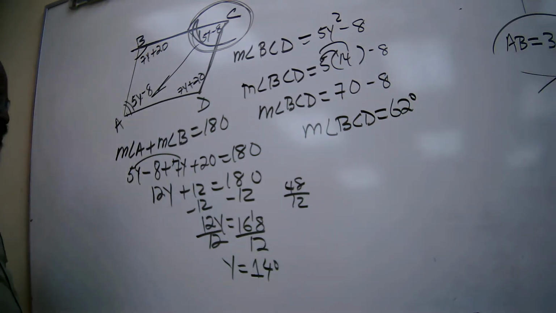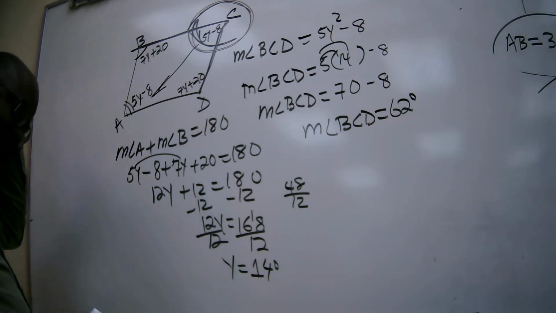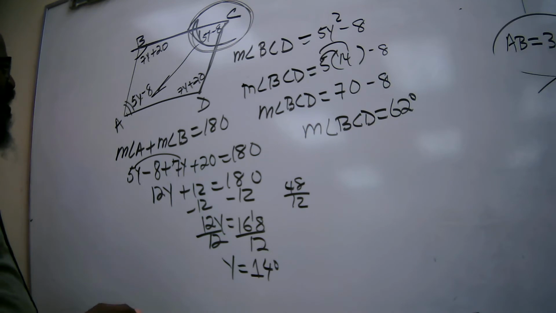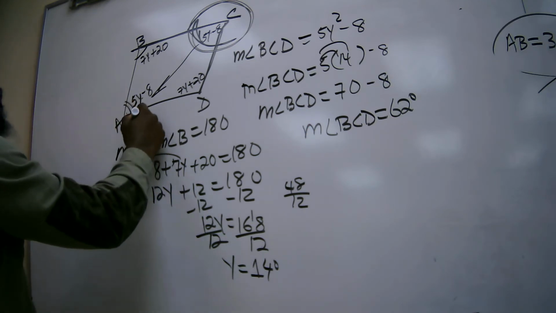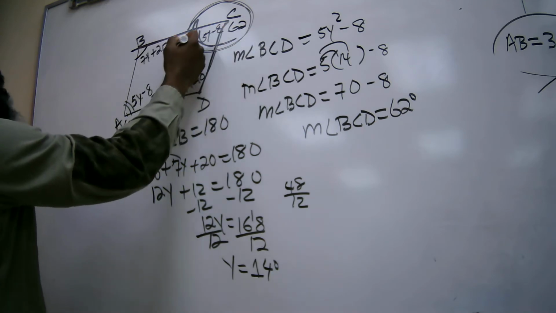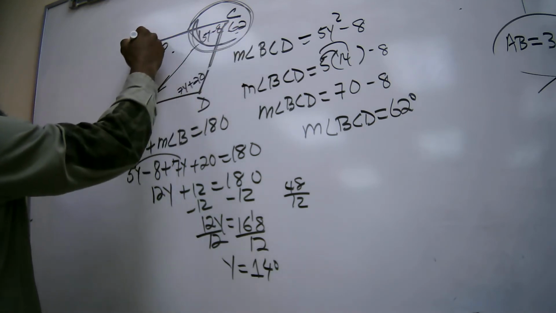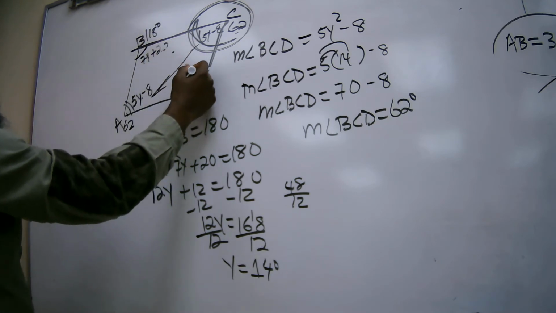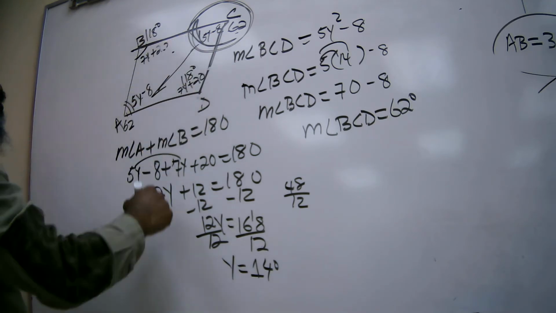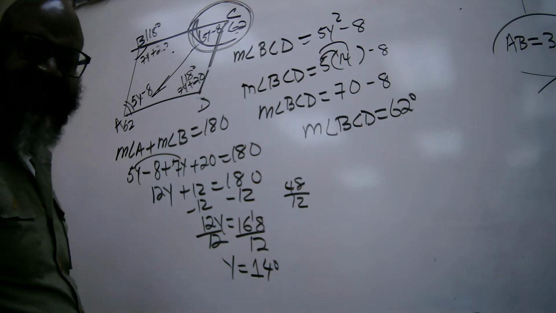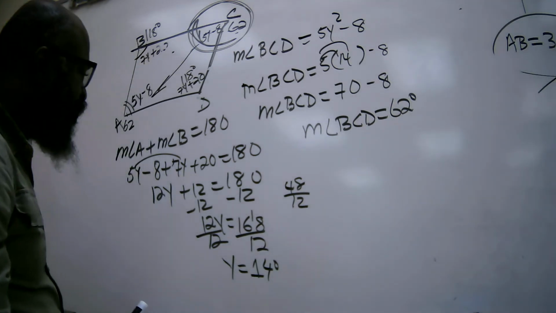Since we know the measure of angle BCD is 62 degrees, that's what they were asking you. But if you want to find this other angle, you will have to subtract this from 180. Then that will be about 118 degrees for angle B, and this will be 180 degrees. If you add all of those four angles, they should add up to 360. That's one problem on parallelograms.